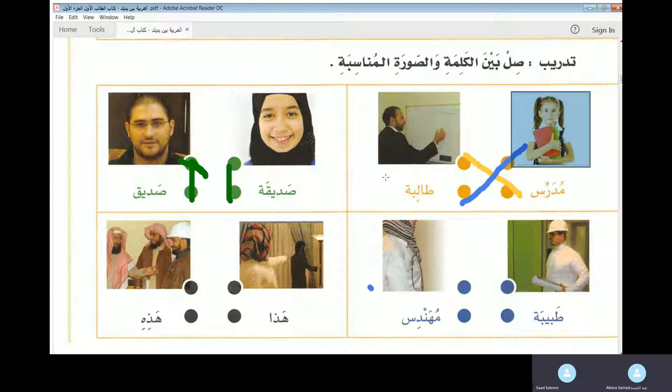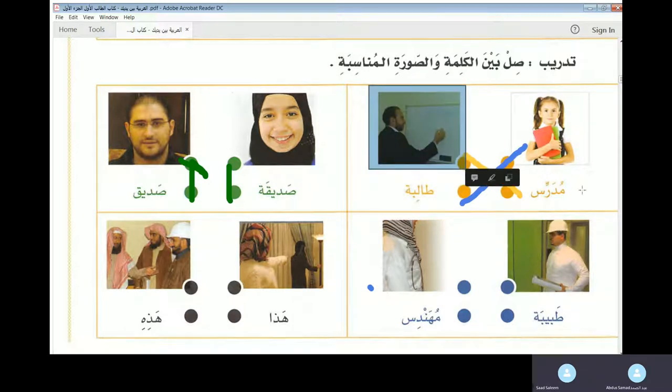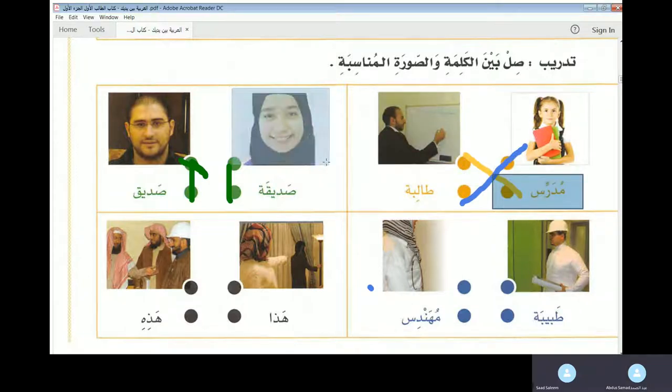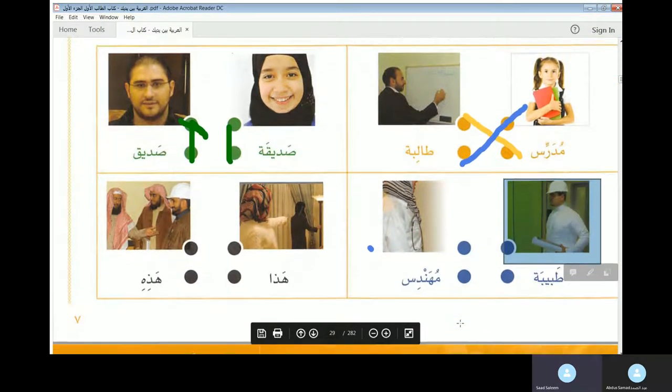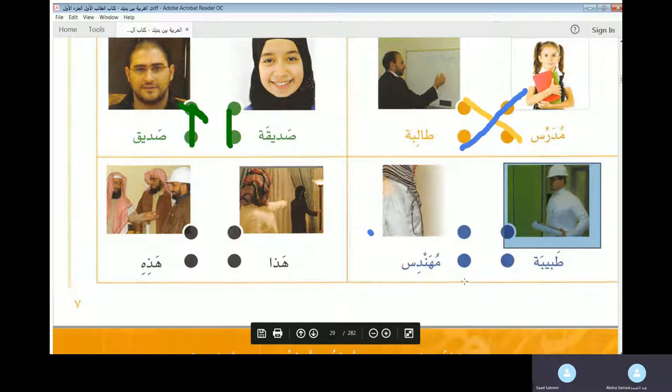This picture is? That picture is a teacher. Taliba. This is not a teacher. The highlighted picture is Taliba. Oh, that's a student. I thought you were highlighting that picture. The next picture? Mudarisun, a teacher. This picture. Sodika. This picture. Sodik. This picture. Tobiba. No, wrong.